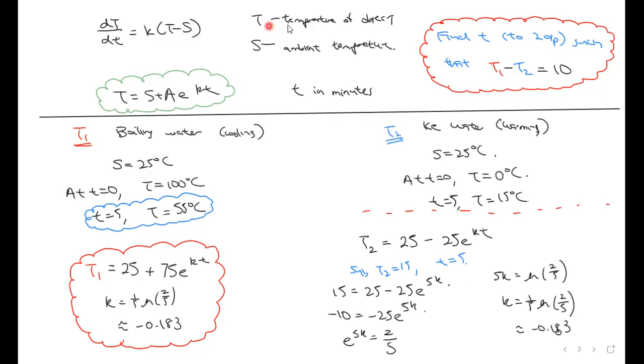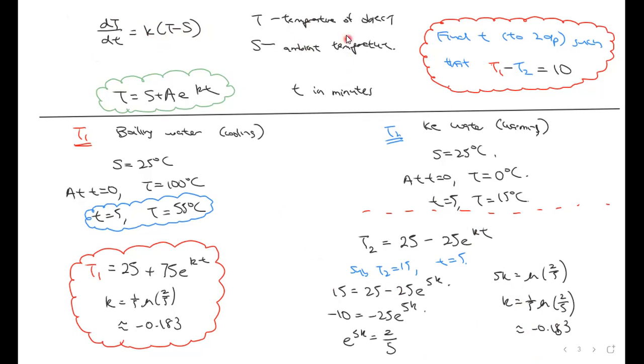T minus S, in this case, the temperature is lower than S. So T minus S is negative. We expect it to warm, so we expect the rate of change to be positive. But with a negative k, negative 0.183, and negative T minus S, because the temperature of the object is colder than the ambient temperature, so T minus S is negative. Negative times negative is positive. So that means, indeed, in this situation, the k is the same. You can't necessarily assume that, but we have confirmed that.